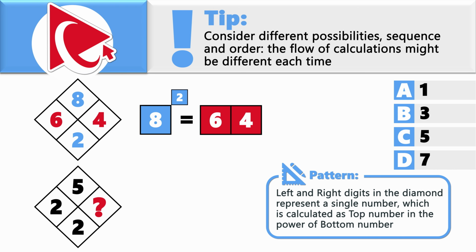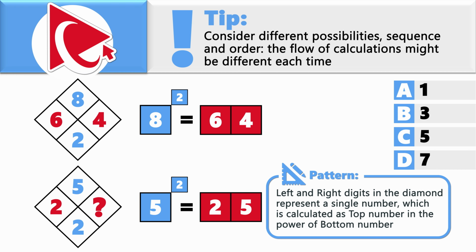Now let's look at the missing value. 5 in the power of 2 is 25. So the correct answer here is choice C, 5.